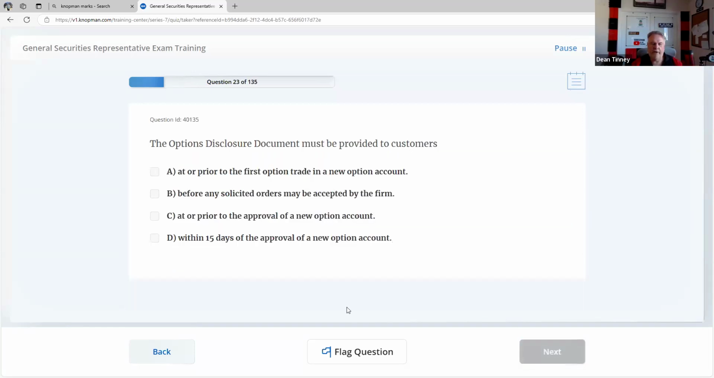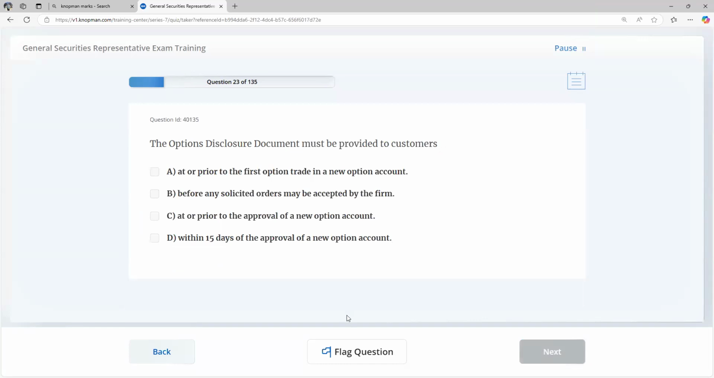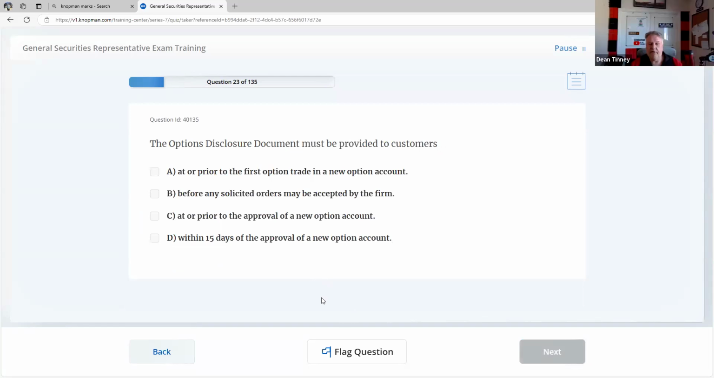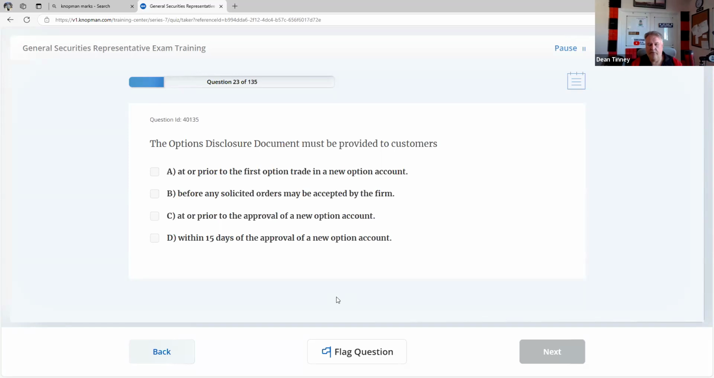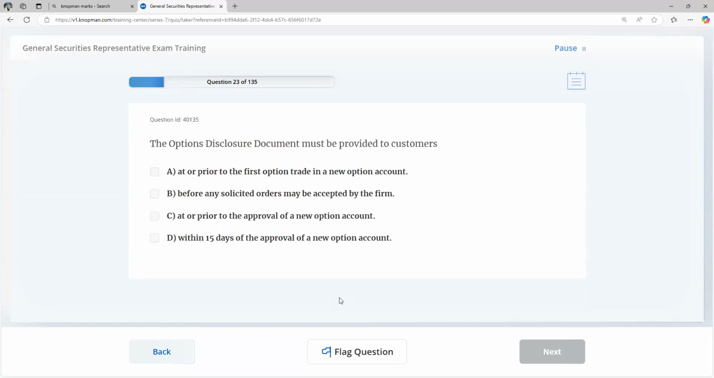The options disclosure document must be provided to customers. Isn't it within 15 days? Well, the 15 days is from account approval to get it back, not to you. It's at or before the approval of the new option account. It's at or before the first trade, right? What is the principal going to ask you? He's going to say, did you give the person the OCC disclosure document? And you are going to say yes.